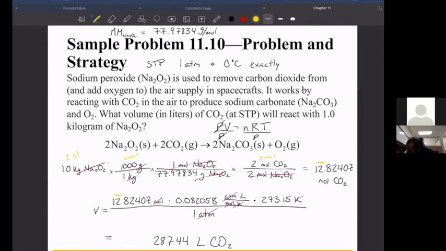And I should have 2 sig figs in my final answer because my number of moles is limited to 2 sig figs. So 290 liters of carbon dioxide would be consumed along with a kilogram of sodium peroxide.